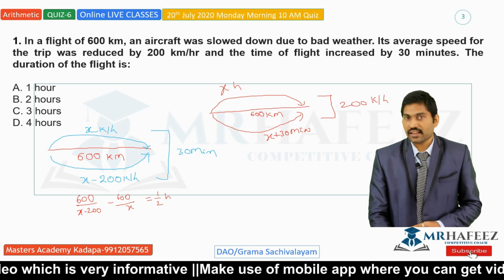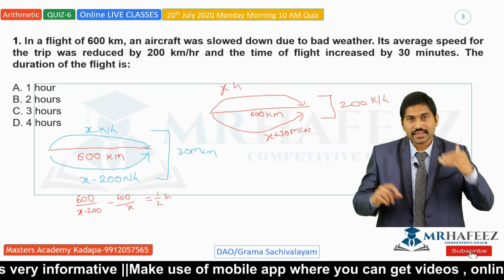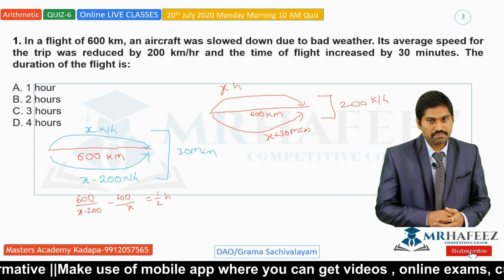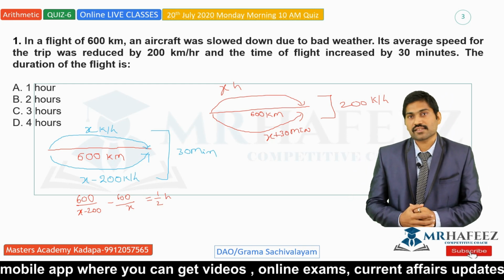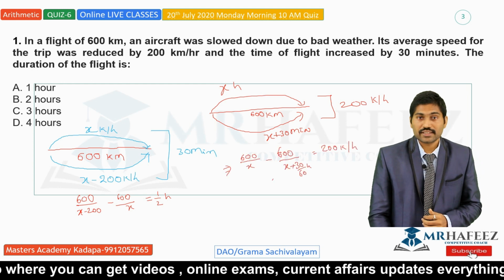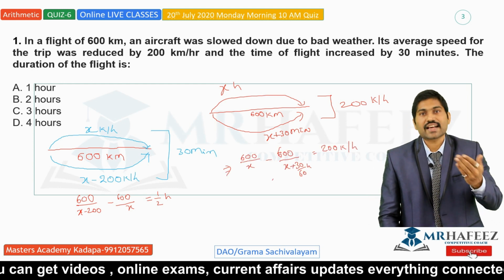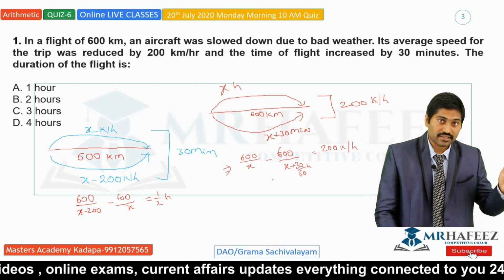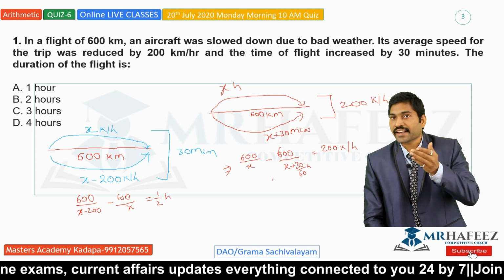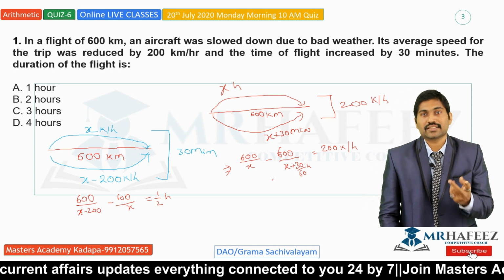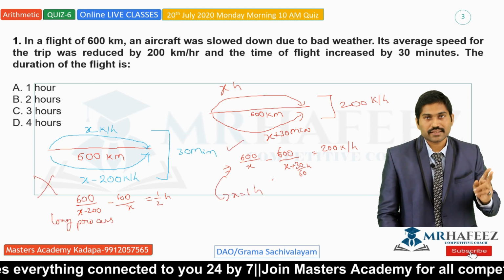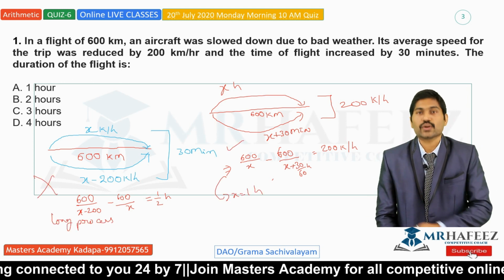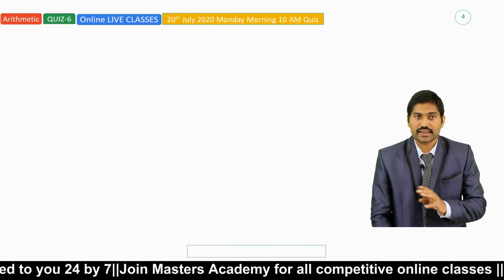If you follow this, it leads to time waste. But if you follow it like 600 kilometers in x hours time and x plus 30 minutes time, the speed difference is 200 kilometers per hour. Then it is very simple. 600 divided by x gives the fastest speed, 600 divided by x plus 30 the slowest speed. The speed difference is 200 kilometers per hour. If we solve this, you will get 1 hour. So in 1 hour, we can reach.